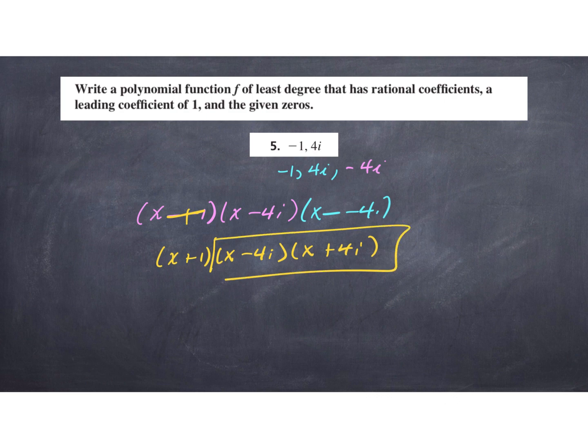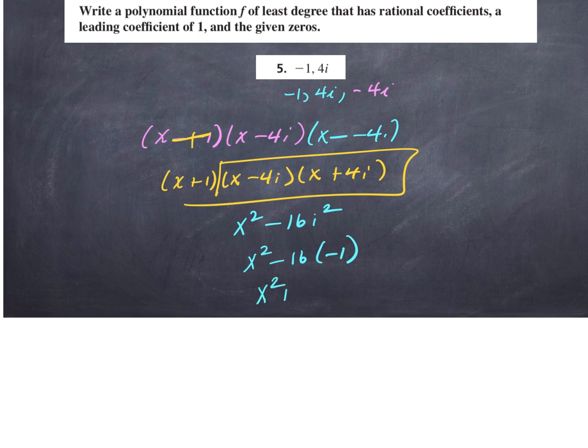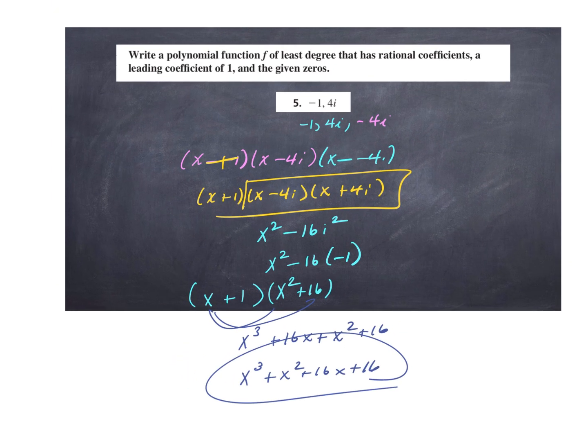It's always easier to multiply the conjugates first. So we have x squared, it's a difference of squares, minus 16i squared. If you FOIL this, the 4i and the 4i cancel. So I get x squared minus 16i squared, so we get x squared minus 16. Remember, i squared is negative 1. So you have x squared plus 16, and then I'm going to multiply it by the x plus 1. So we get x cubed plus 16x plus x squared plus 16. So we have x cubed plus x squared plus 16x plus 16.